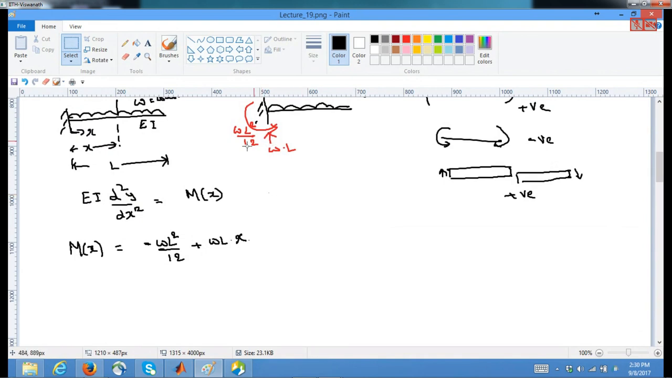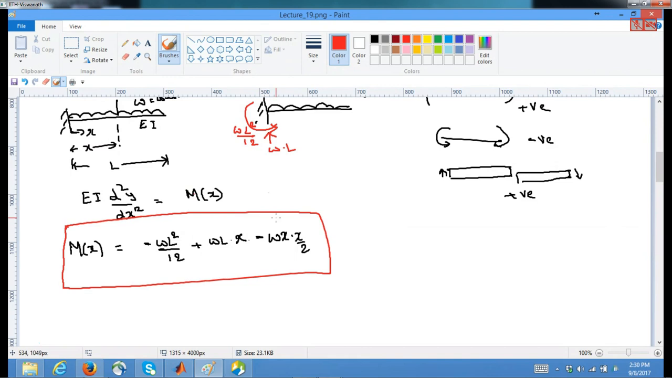So we have taken the contribution of this one, and there is a uniformly distributed load, which I forgot to add into the picture. So the next contribution is Wx into x by 2. This is the contribution of the total bending moment. I'm sorry about that. I made a mistake. Because of that, our entire exercise went wrong. So this is our expression for the bending moment.